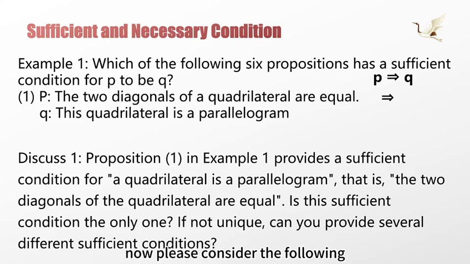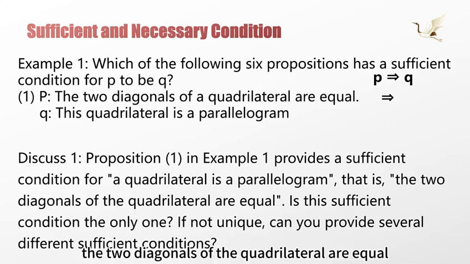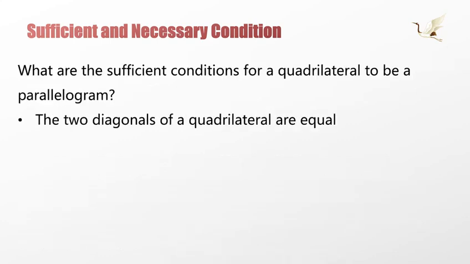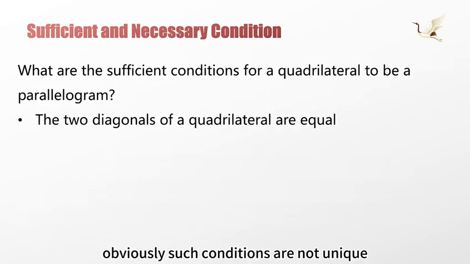Now, please consider the following question. In example 1, proposition 1 provides a sufficient condition for a quadrilateral to be a parallelogram, that is, the two diagonals of the quadrilateral are equal. Is this sufficient condition unique? If not unique, can you provide several different sufficient conditions? Obviously, such conditions are not unique.